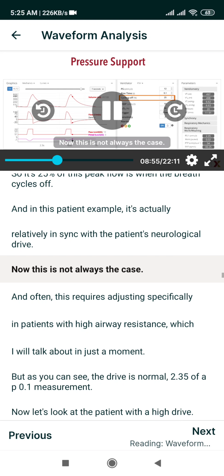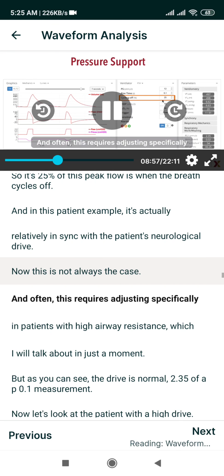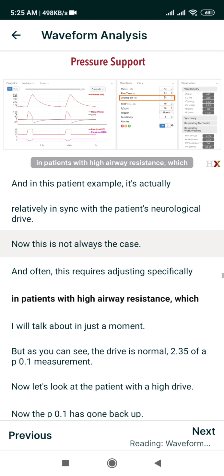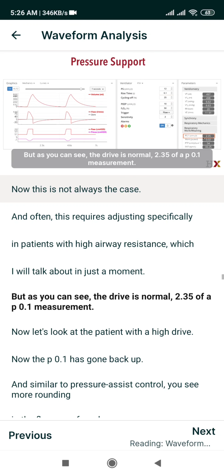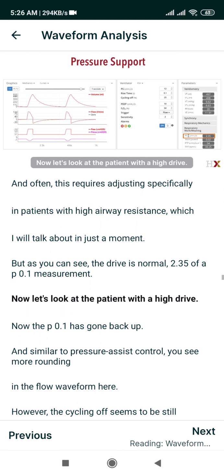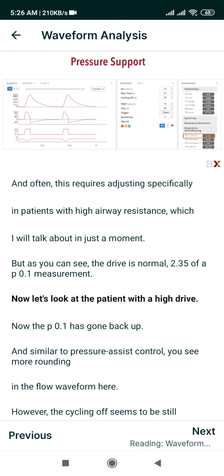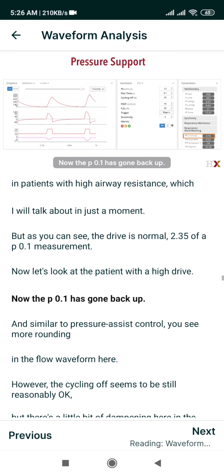Now, this is not always the case, and often this requires adjusting, specifically in patients with high airway resistance, which I will talk about in just a moment. But as you can see, the drive is normal, 2.35 of a P0.1 measurement. Now let's look at the patient with a high drive. Now the P0.1 has gone back up.